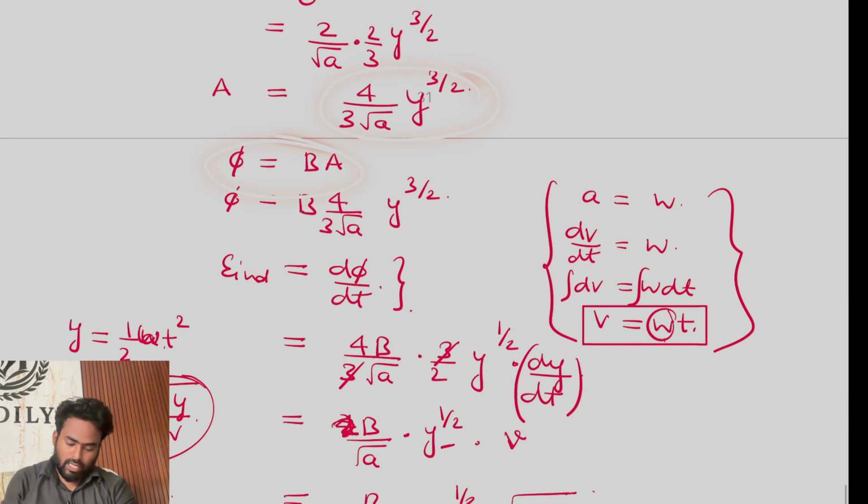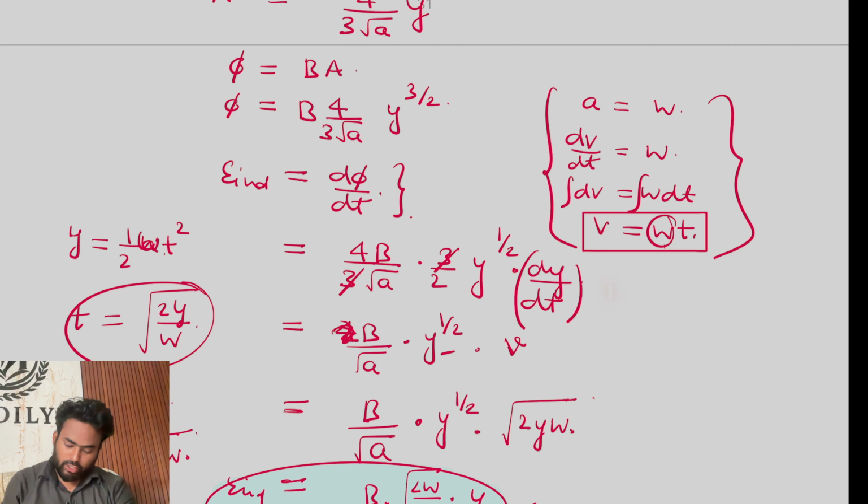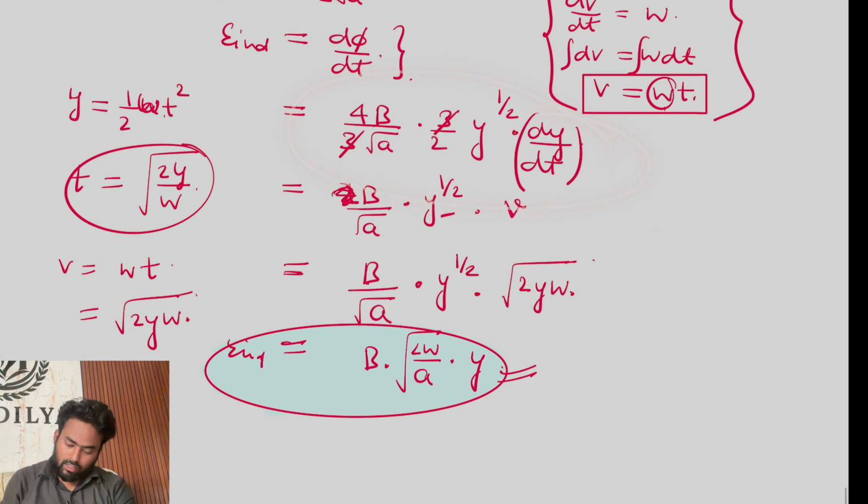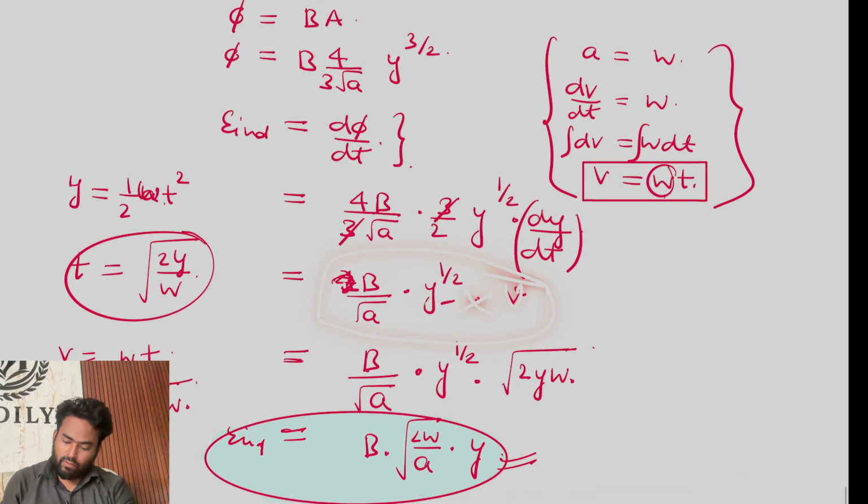Now flux is given as field into area. So we put the value, we got the value of flux. Now we have to differentiate this flux. While differentiating, we will get this expression: 2b by a y power half into velocity. Now for velocity, what I did, we integrated using the acceleration equation.